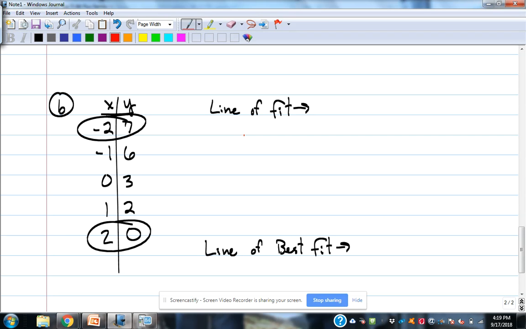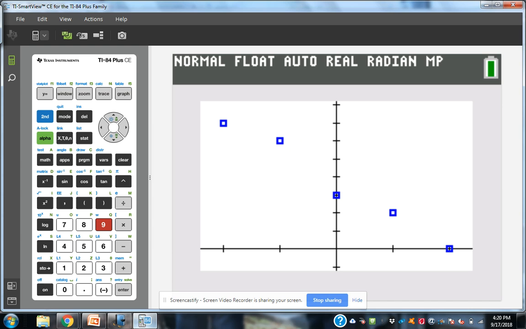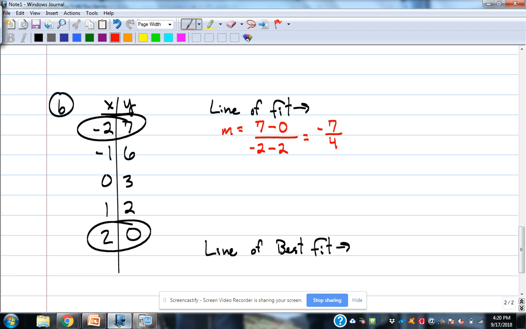So let's do that. If I'm going to find a line of fit, that's an equation done by hand, what's the first thing that I need to do? Find the slope. 7 minus 0 over -2 minus 2 should be -7 over 4. Does it make sense that that has a negative slope? Because we look at the points, we look at that graph, they fall from left to right. So it makes sense it's got a negative slope. So there's a checking spot for you to make sure that you're in the right ballpark.